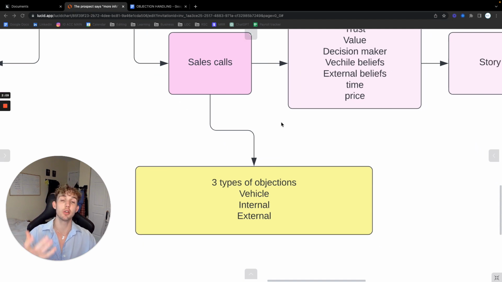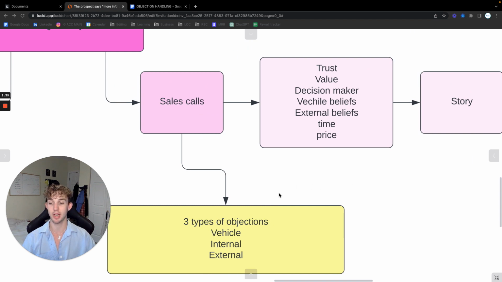Internal, it's something internally they believe. Okay, something about them. So maybe they believe they don't have time, or they believe that they aren't capable of recording videos, or some sort of internal belief. Okay, and external is something that they believe externally. So they believe that their team can't manage the load, or they believe that they don't need that much more business, whatever the case is, right? All objections will fall into one of those 3.